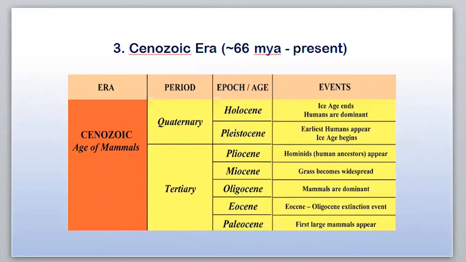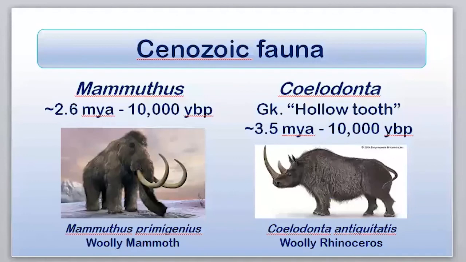Then the next era, the Cenozoic, which is the Tertiary or Quaternary, Paleogene, Neogene or Quaternary, something like that. The current era, the age of mammals, which we are also included in, we are still living. 66 million years ago to present. So this era also has some well-known fauna. There are two of them. Cenozoic fauna: mammoths and Coelodonta.